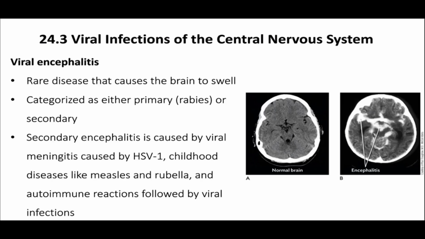Viral encephalitis can be categorized as either primary or secondary, with rabies falling under the primary category. Secondary encephalitis is caused by herpes simplex virus type 1, childhood diseases like measles or rubella, and autoimmune reactions followed by viral infections.